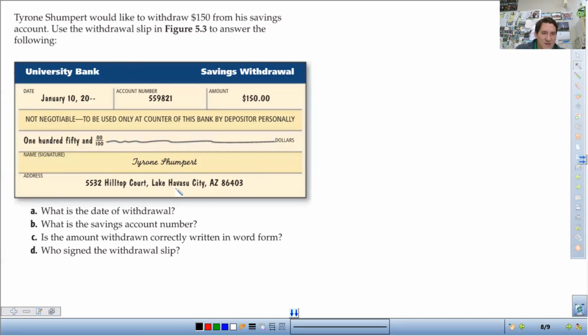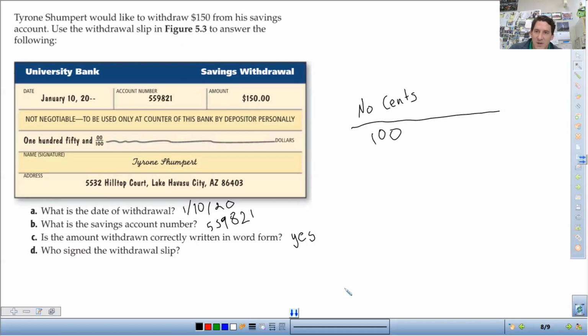What is the date of this? Let's answer these questions. January 10th, so 1/10/20-something. What is the savings account number? That's here. It's 559821. Is the amount withdrawn correctly written in word form? 150 and 00 cents over 100. Yes, that is correct. Sometimes when I write checks and I don't have cents, I write no cents over 100. It doesn't matter. You can put in 00, but that's just what I do. Who signed the withdrawal slip? Tyrone Shumpert.